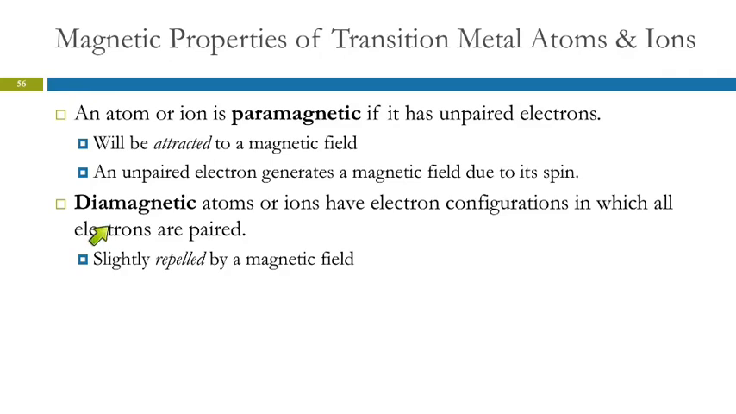In a diamagnetic atom or ion, all of the electrons are paired up. There are none that are spinning by themselves, and so it's not attracted. In fact, it's slightly repelled by a magnetic field. So the trick here is to remember which one's paired up and which one's not paired up.